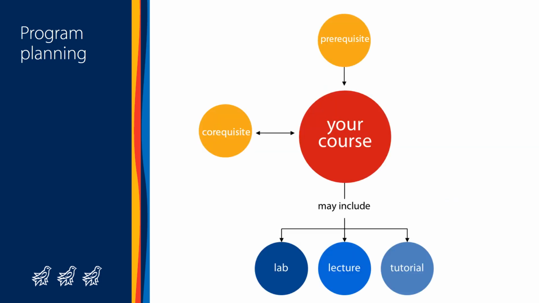Here's a visualization of what you want to be thinking about when you're registering for a specific course. So does that course have a prerequisite? Is there a course that I must have completed before I'm eligible to take this course? Is there a co-requisite? If I register for this course, is there another course that I'm supposed to register for alongside this? Does this course have a lecture component? Does it have a lab? Does it have a tutorial? If so, I need to register in a section for each of these components.